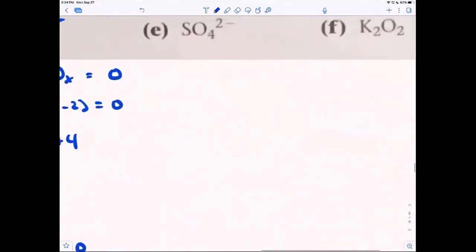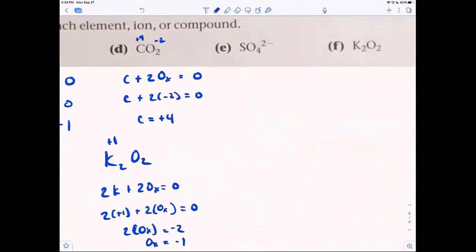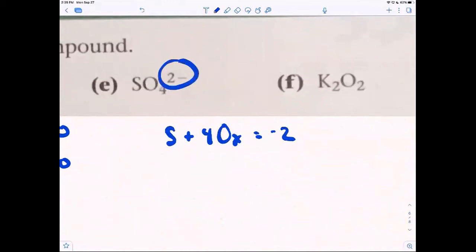Okay. Oh, actually, potassium peroxide is an example. Shoot. All right, I jumped ahead of myself. We'll do E then, sulfate. So we have sulfur plus 4 oxygens equals -2. So the difference here is that we have a charge. And so then as aforementioned, oxygen tends to be -2. It's not always -2, but it tends to be -2.